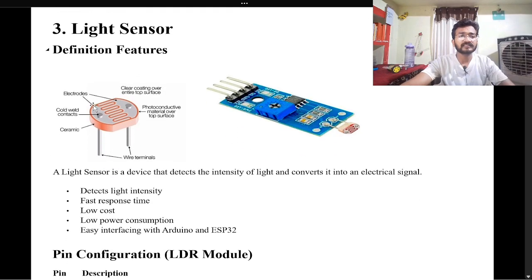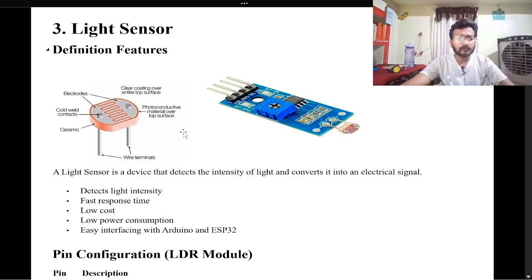Here we have our third sensor, which is light sensor. This is the physical appearance of this sensor. This is the complete inbuilt sensor. Here a light sensor is a device that detects the intensity of light and converts it into electrical signal.